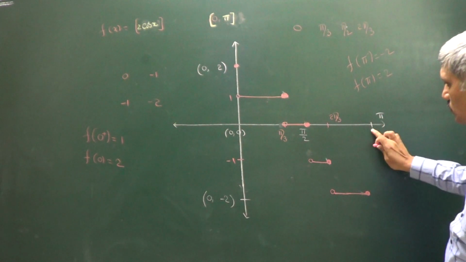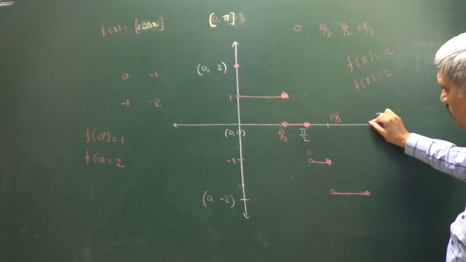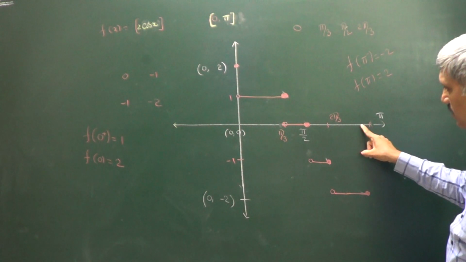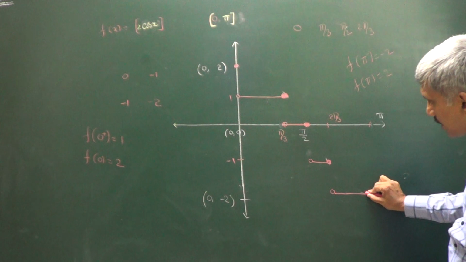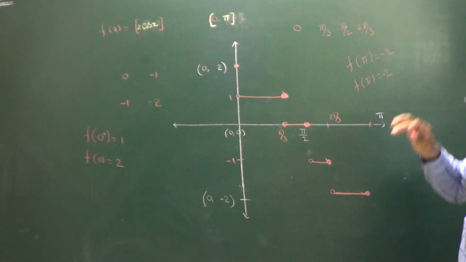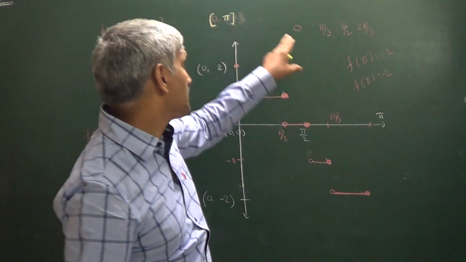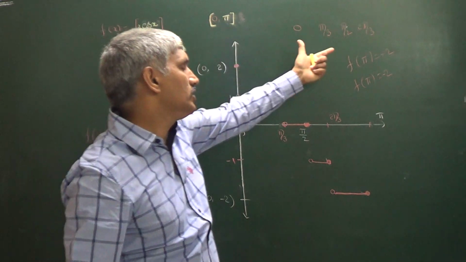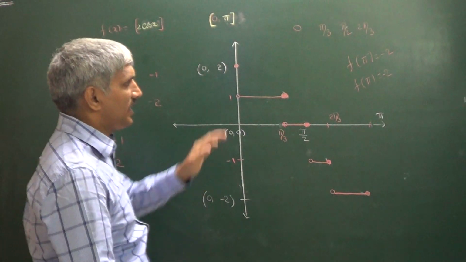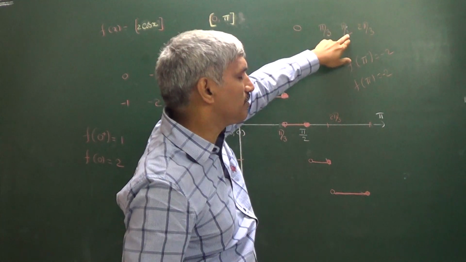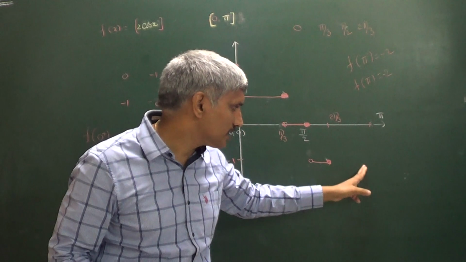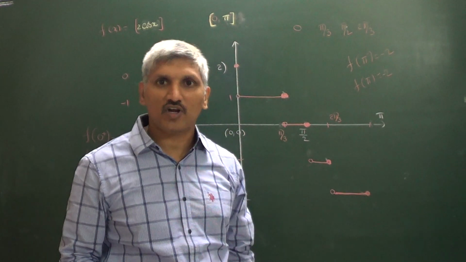and f of pi value is also equal to minus 2 only. F of pi is also minus 2, and at pi minus we are also getting the same line, minus 2. So it is left continuous at pi. So that's why these are the points of discontinuity, and non-differentiability is at 0, at pi by 3, at pi by 2, at 2 pi by 3 and at pi, because at pi there is a sharp edge, we can draw infinite number of tangents, right?